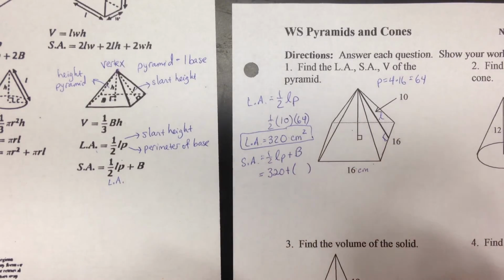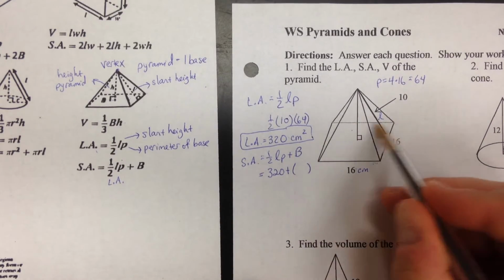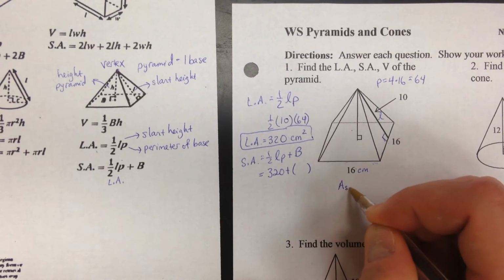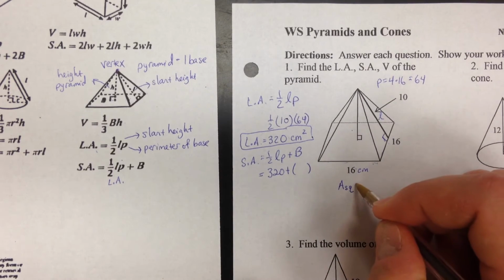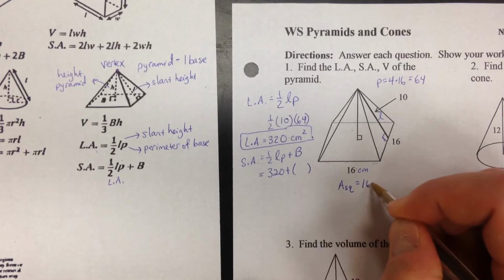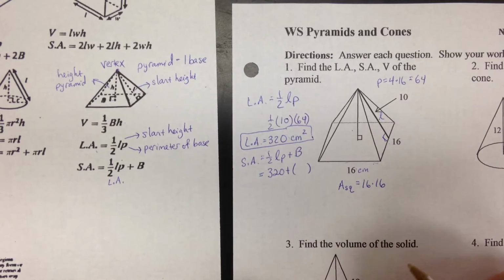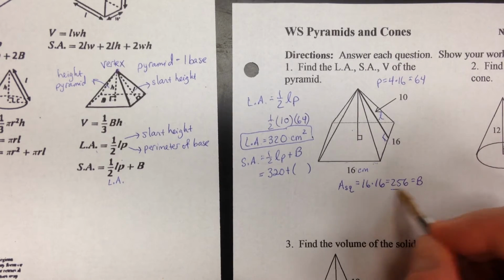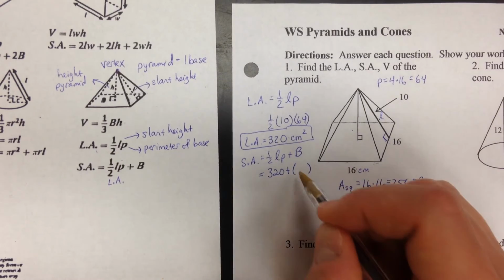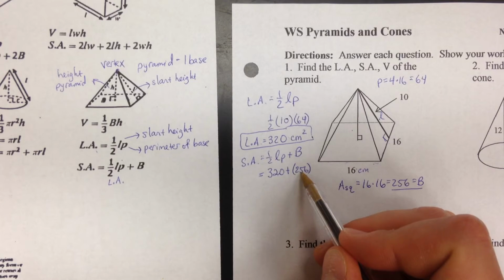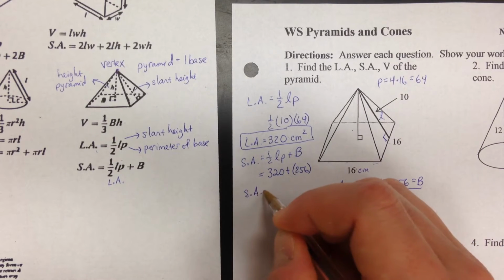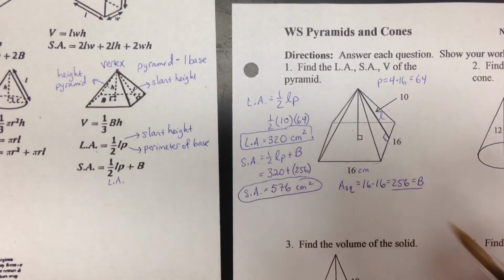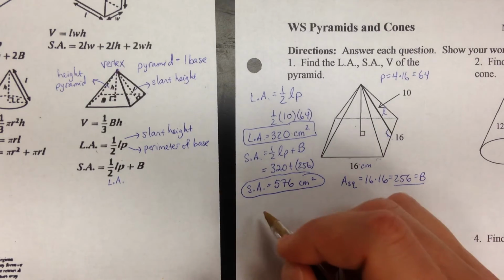So what we need is the area of the base. Well, the shape of the base is a square, and the sides are 16 and 16. So area for a square, say A_SQ, is length times width, or base times height, 16 times 16, which is 256. So that's the capital B variable right there. So we put that in here, and we add 320 plus 256. So the surface area is 576, again, centimeters squared.